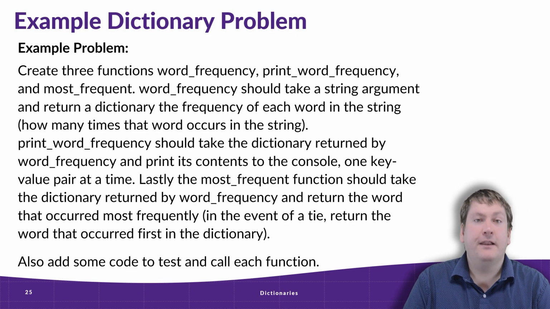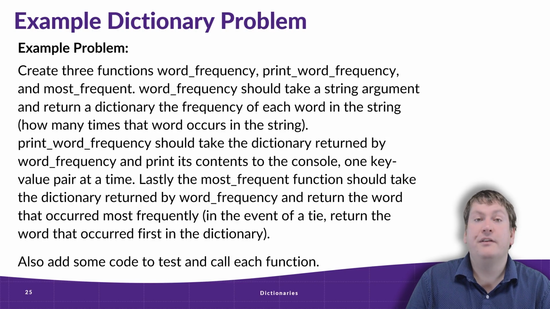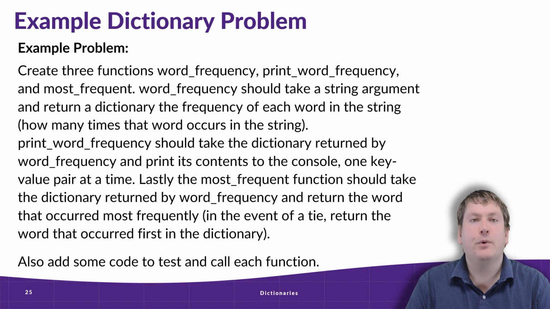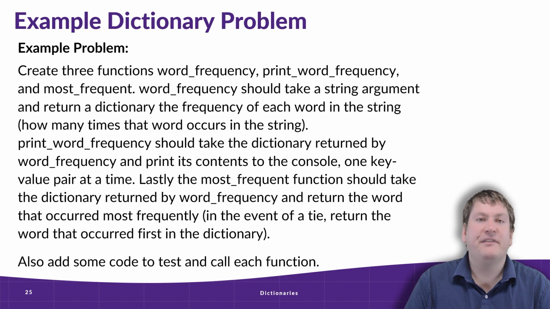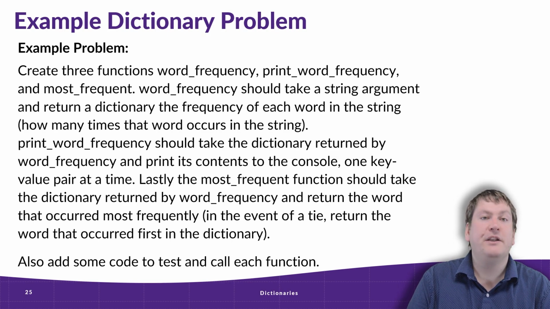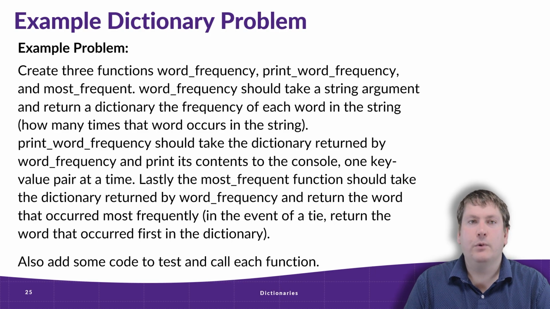If the string was hello, hello, hello world, then the value for the key hello would be 3, and the value for world would still be 1. So however many times that word occurs in the string, it should be represented in the dictionary, but there should always be just one key value for that word.